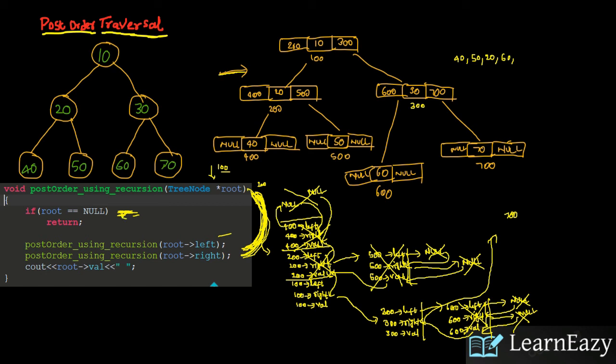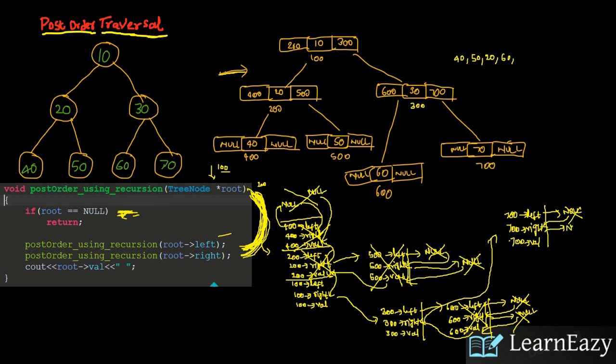Then 700 left, we need to pass it to this function. 700 left, then 700 right, then 700 value. Then 700 left, we need to pass it to this function. 700 left nothing but null. Here null double equals to null and it returns back here. The stack record will get deleted.